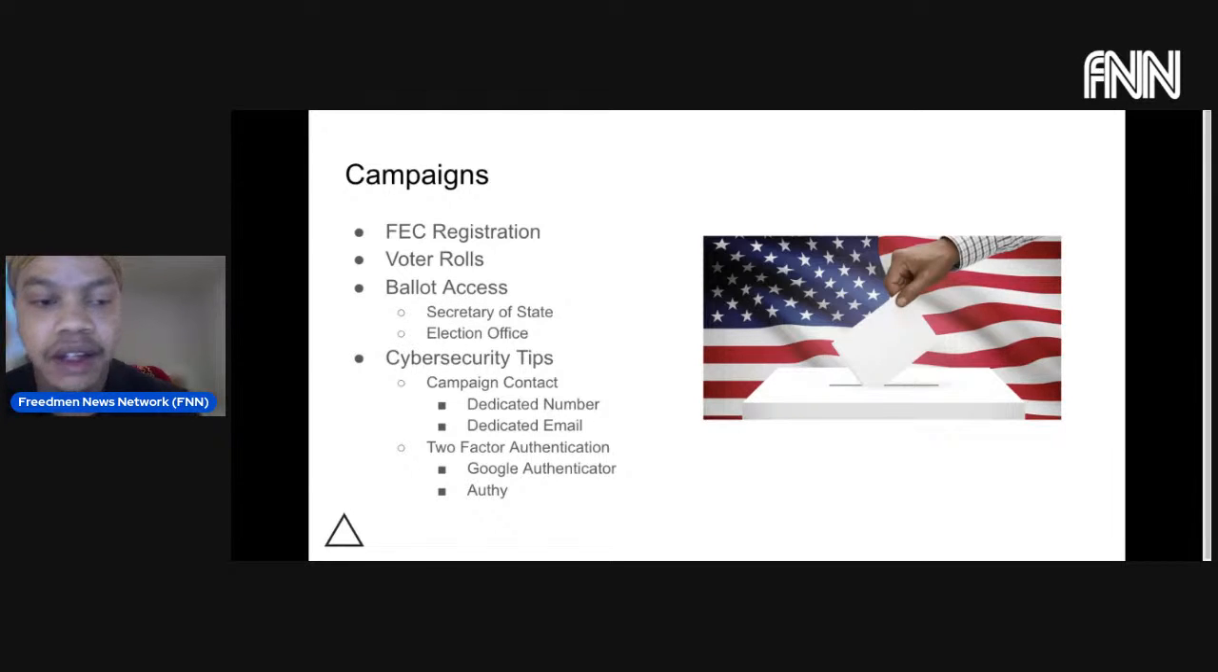And then cybersecurity tips. What we recommend is to create a dedicated phone number and a dedicated email so you can run your campaign. And then you want to back that up with two-factor authentication so you can't easily get hacked. And there's two good apps for that: Google Authenticator and Authy. Basically, it gives you a unique code each time you are trying to log in so that you can't easily be compromised.